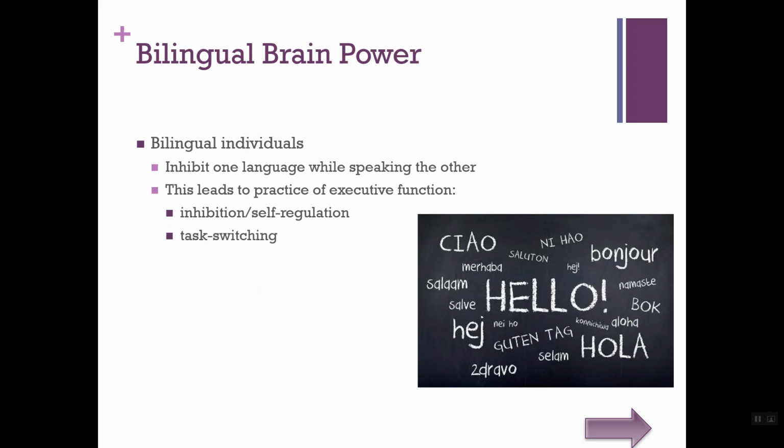Okay, so people who are bilingual or multilingual tend to have to inhibit one language while they speak the other. So there's not some on-off switch where you can turn off English and start speaking Spanish, or turn off English and start speaking French, whatever the case may be. Instead, they have to work to inhibit that response.